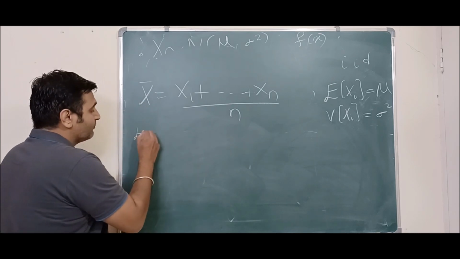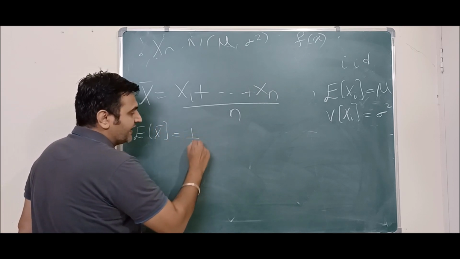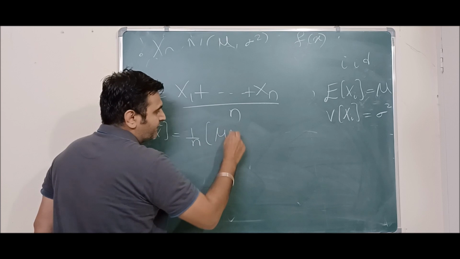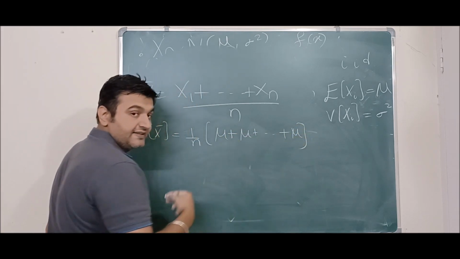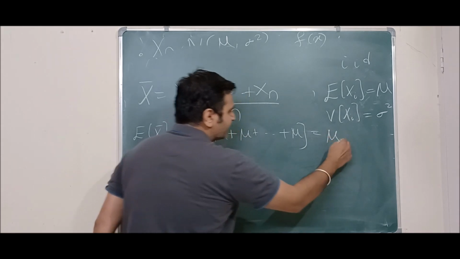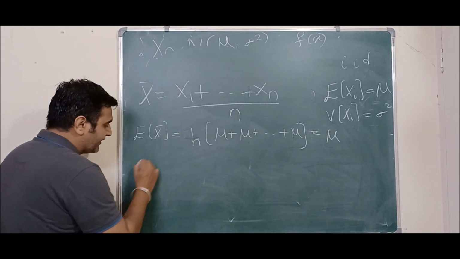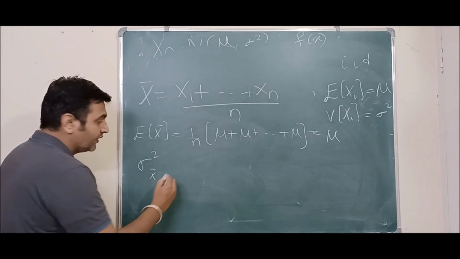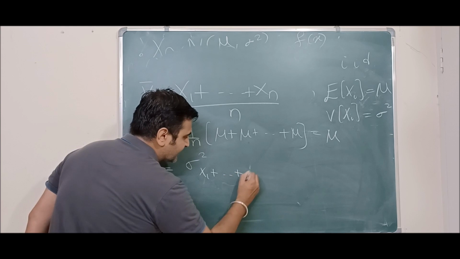Now what can you say about the expectation of x bar? By the property of expectation, it is 1 by n times expectation of x1 plus expectation of x2 plus up to expectation of xn, which is nothing but n times mu, and n gets cancelled, you get mu. What can you say about the variance of x bar? That means, what can you say about the variance of x1 plus x2 plus up to xn, divided by n?